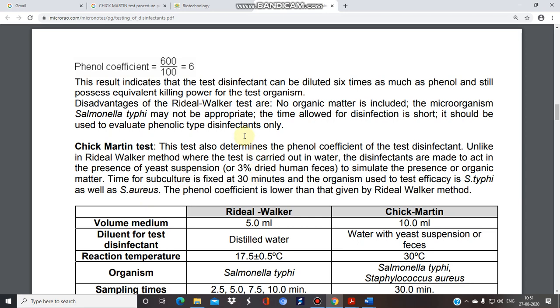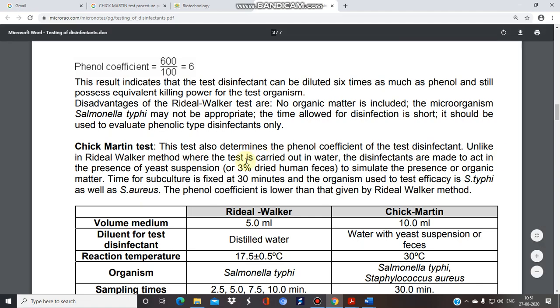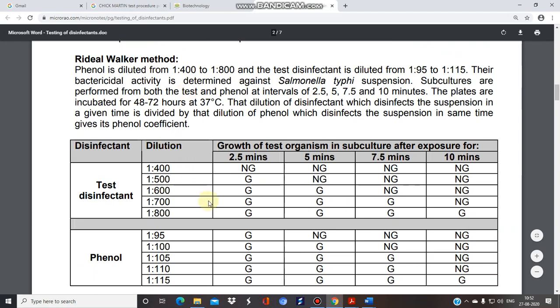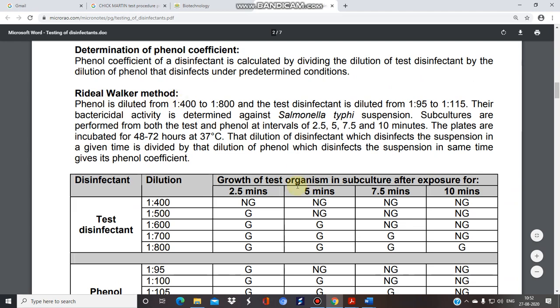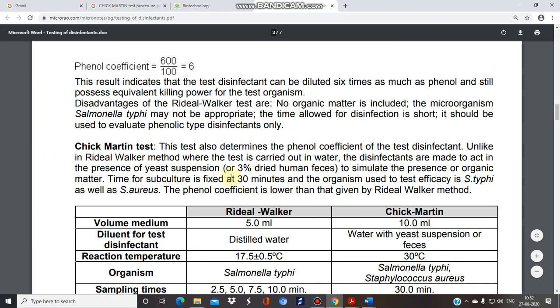The Chick-Martin test is used to determine the phenol coefficient like the Rideal-Walker test. But in the Rideal-Walker test, all the testing is carried out in water, whereas in the Chick-Martin test, the disinfectants are made to act in the presence of yeast, or we can also use dried human feces. Why are they used? To simulate the presence of organic matter. The time for subculture is 30 minutes, whereas in the Rideal-Walker test the time is very short, 2.5 to 10 minutes.